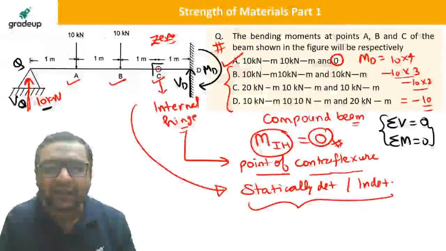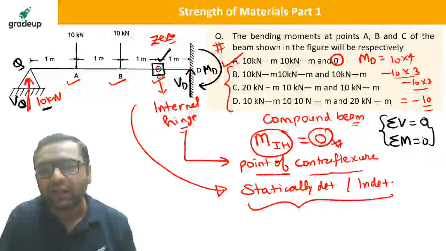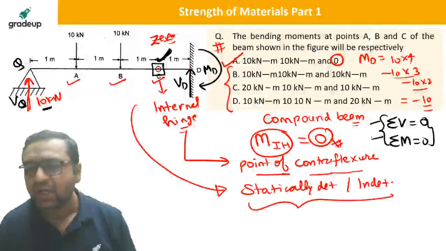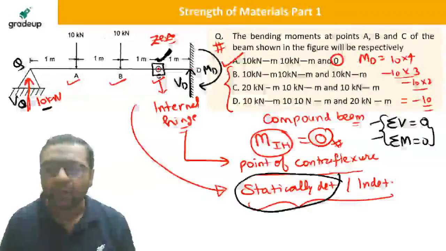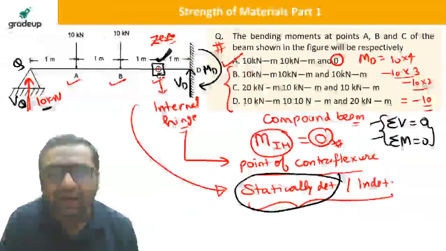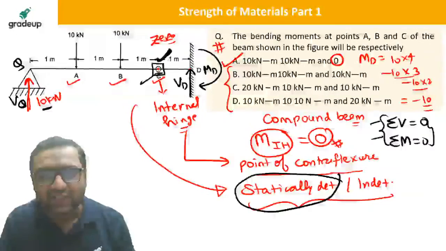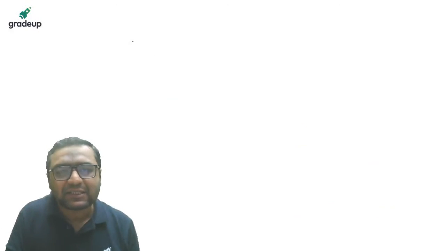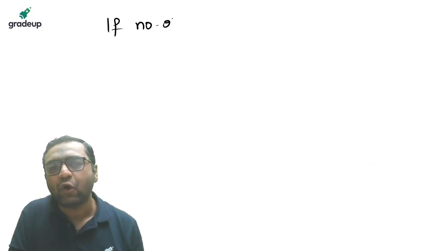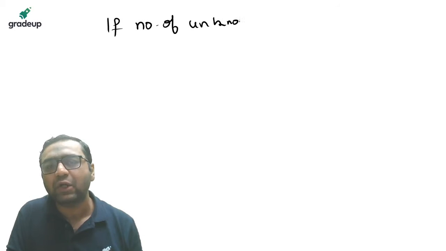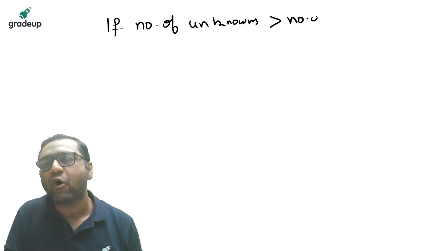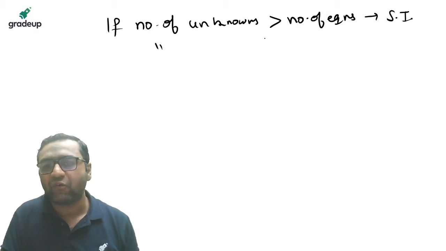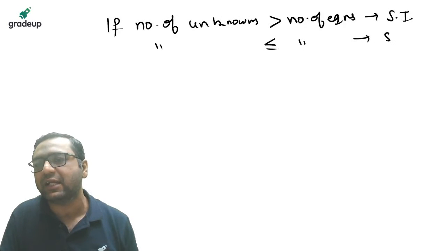Guys, but you forget there is an internal hinge also. And when you use the internal hinge, then dear, you will be getting all the answers by using these equations. So this is statically determinate only. Because without using this internal hinge, you are saying it is statically indeterminate, but once you use this, it becomes statically determinate. Okay. So I am telling you, Dharani, the difference is if the number of unknowns are more than the number of equations, then it is statically indeterminate. And if the number of unknowns are less than or equal to the number of equations, it is statically determinate.